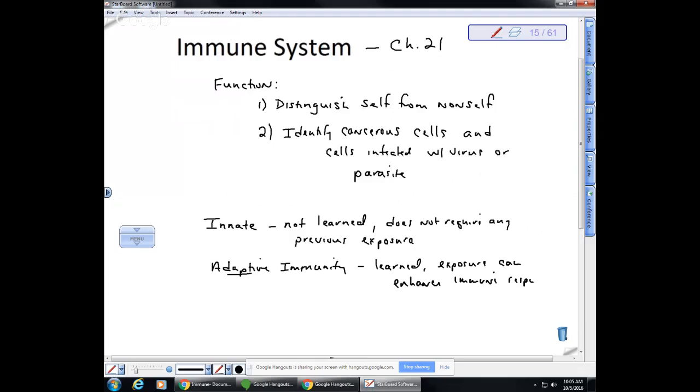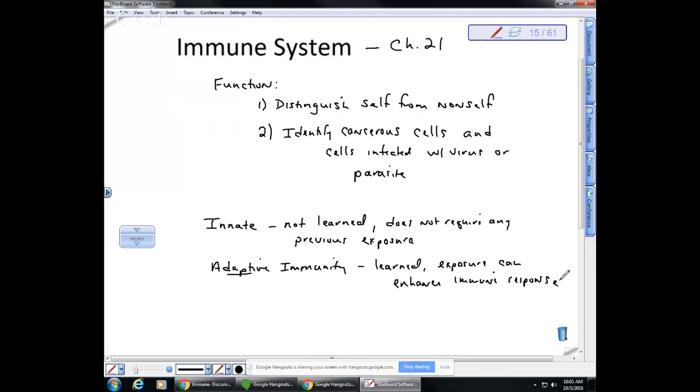And this is the whole reason why we can use vaccinations to help prevent disease, is because we have adaptive immunity. So you can give the immune system a little piece of the pathogen or a weakened pathogen, and it will learn to recognize it, so that if it is ever exposed to the real deal that can actually cause the disease, then that individual will not get the disease.